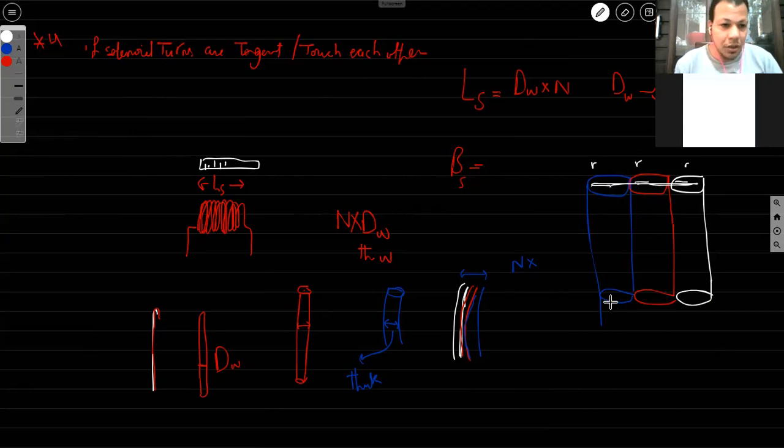This is the shape, Nasser. Okay. This is the shape, right? Yes. If we get a cross section of the turns, it will be this. They are tangent to each other. And we need to know the length. So the length is equal to what? How many wires do we have? Or by other means, how many turns of the same wire? We have 3, multiplied by the distance of each wire. The distance of each wire is the thickness of the wire or the diameter of the wire, right?